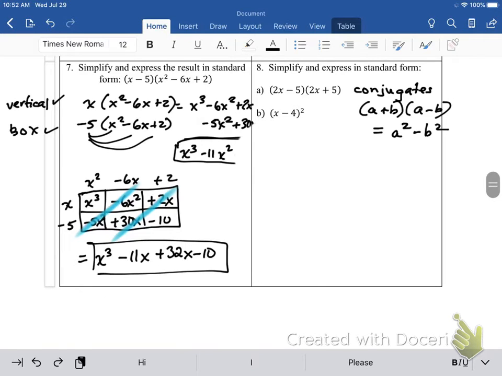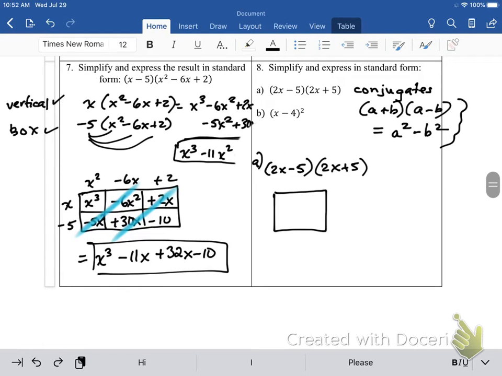So I'll do it the long way, and the long way is just like the last exercise, number 7. But then if you use this special pattern here, you'll see how you can save yourself some time. We're all about saving time in this course. So, if I do 2x minus 5 times 2x plus 5, I'll do it the box way because we can see all the terms.